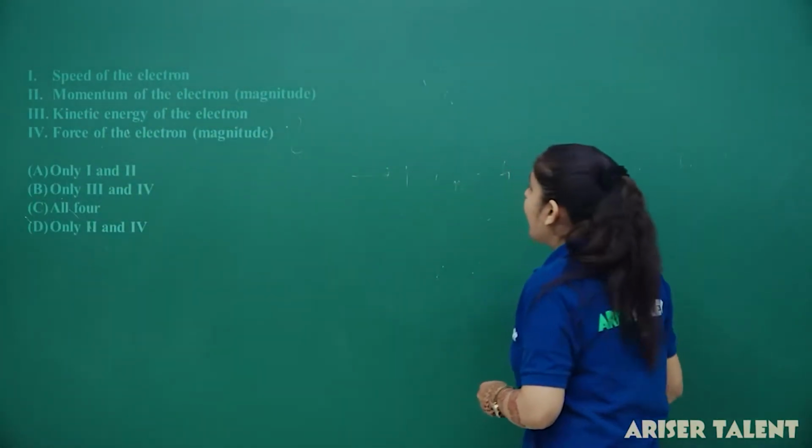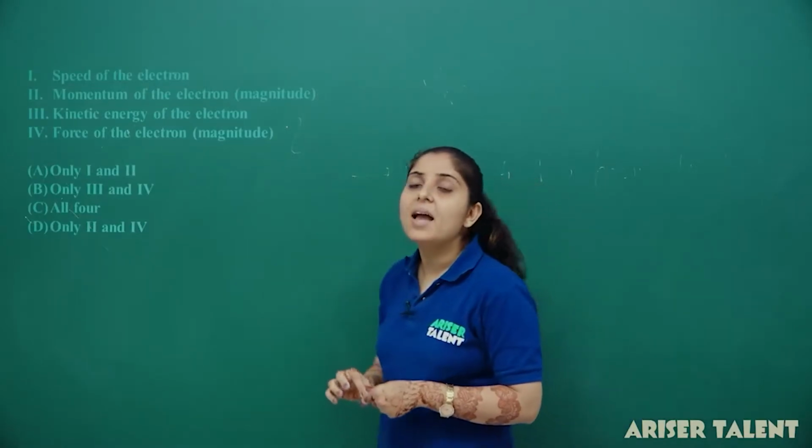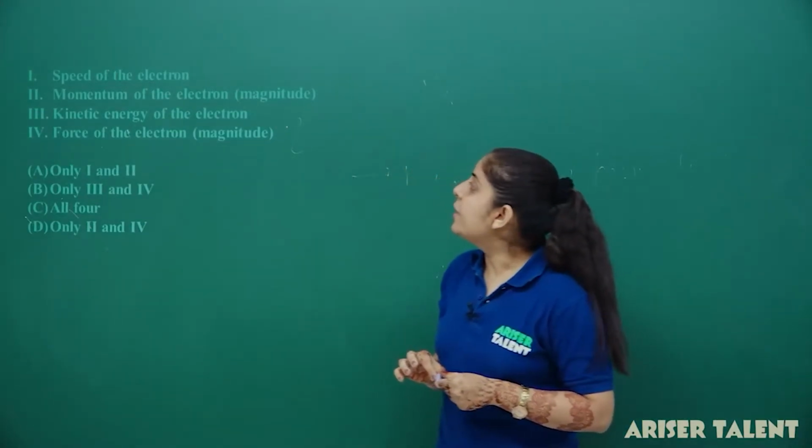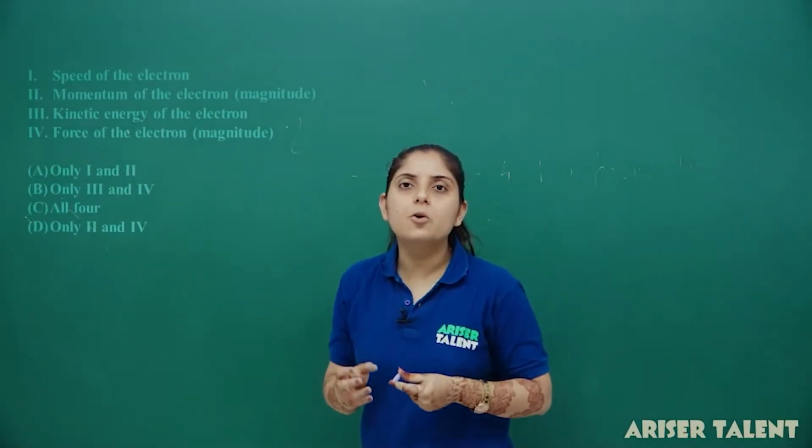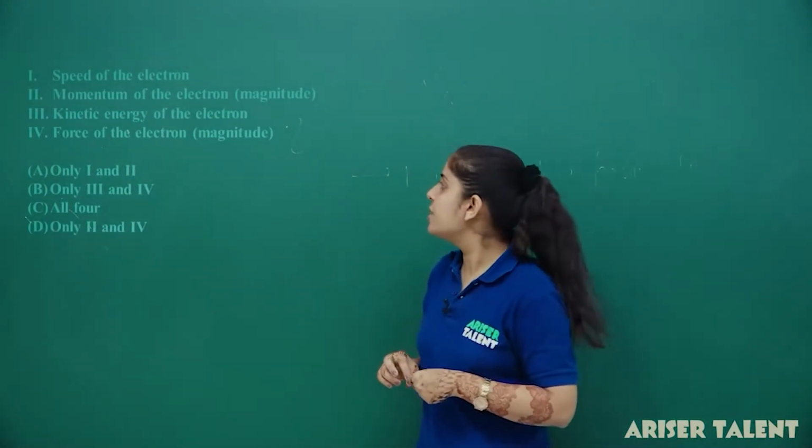You have to identify which quantity remains constant and non-zero. Speed of the electron. As the velocity is given, the speed cannot be 0, it may be non-zero and it must have a constant value.